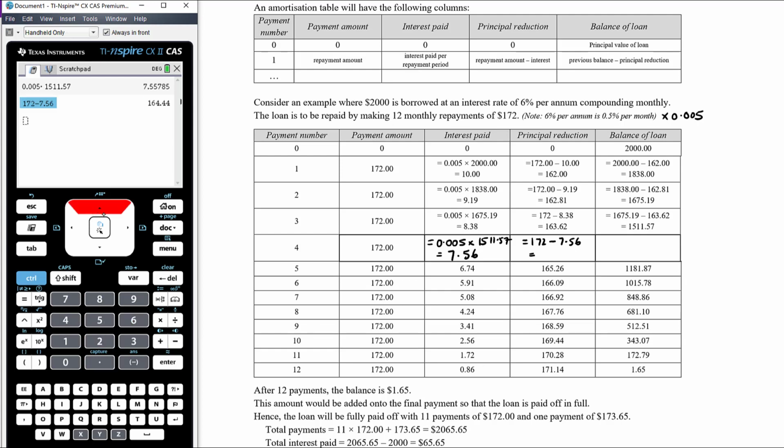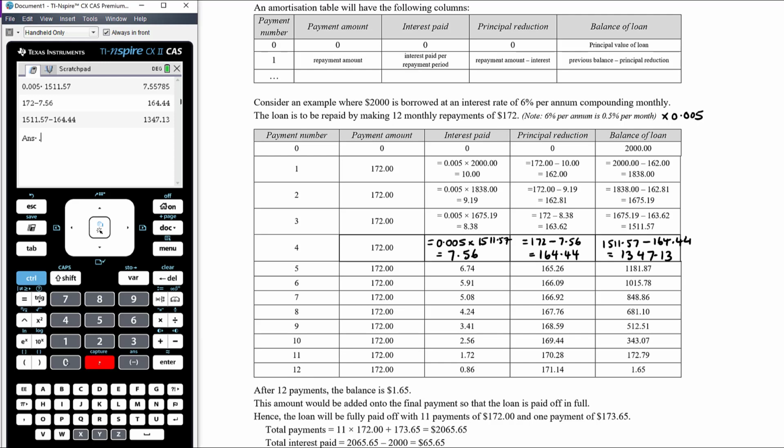You could use your previous answer rather than type in $7.56. So it's $164.44 that's actually coming off the balance of the loan. And then we subtract that. So this is going to be 1511.57, last month's balance, minus the principal reduction, which is $164.44. So 1511.57 minus this principal reduction means we are at $1,347.13, and the process continues.